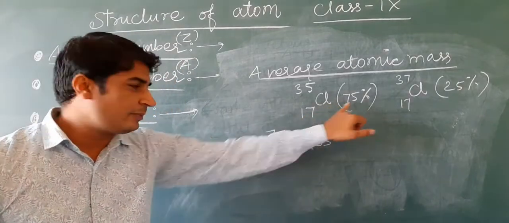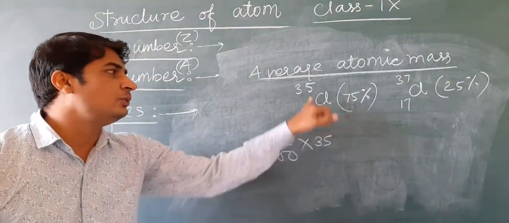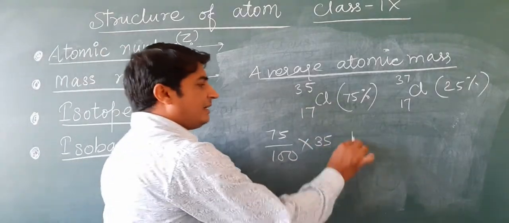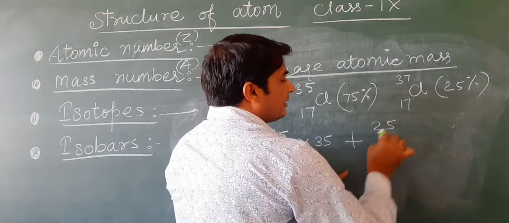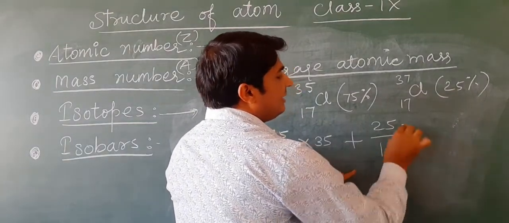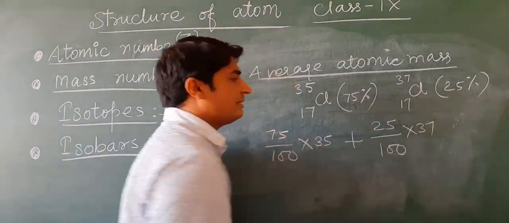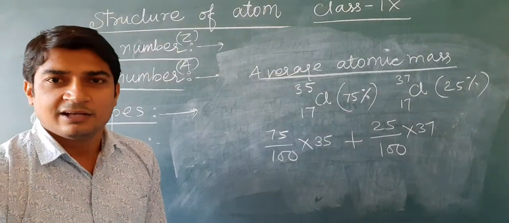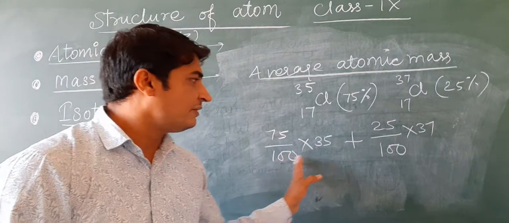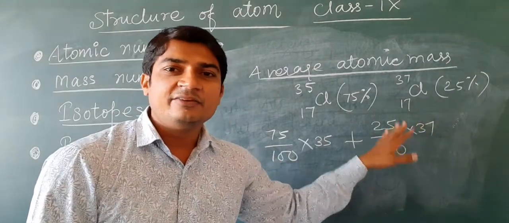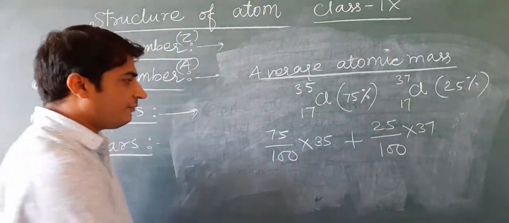Percentage of the isotope divided by 100 into mass of the isotope, plus percentage of second isotope divided by 100 into mass of second isotope. So whatever isotopes are present, all isotopes we write down in this way and then we solve it.